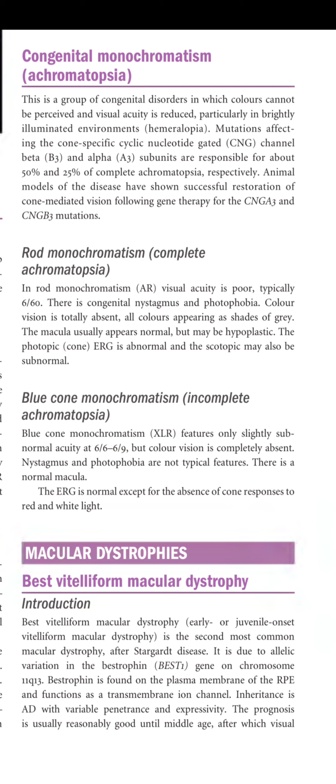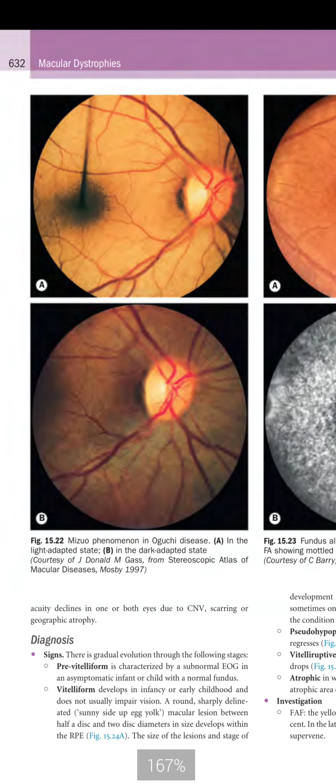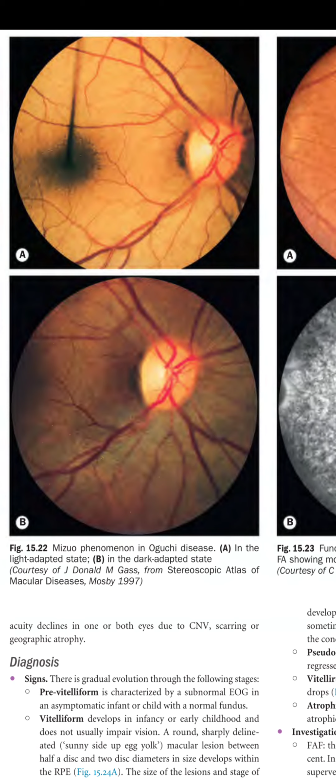Bestrophin is found on the plasma membrane of the RPE and functions as a transmembrane ion channel. Inheritance is autosomal dominant with variable penetrance and expressivity. The prognosis is usually reasonably good until middle age, after which visual acuity declines in one or both eyes due to CNV scarring and geographic atrophy. So basically vision declines due to the complications associated with Best disease.